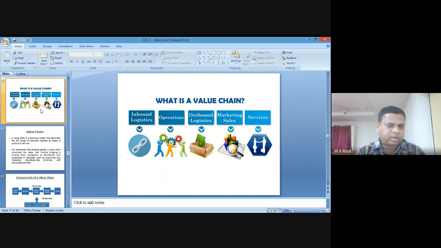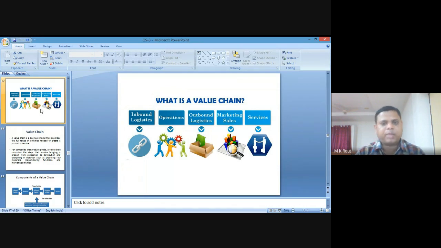After receiving the raw material, the logistics will be performed from store to production area. In the production area, you perform your operational activities. After getting the finished goods, you perform outbound logistics. That means from the warehouse or store, you directly distribute for marketing or sales. And after the customer receives it, for a particular period, for 1 year, 2 years, or 6 months, you then provide after-sales service.